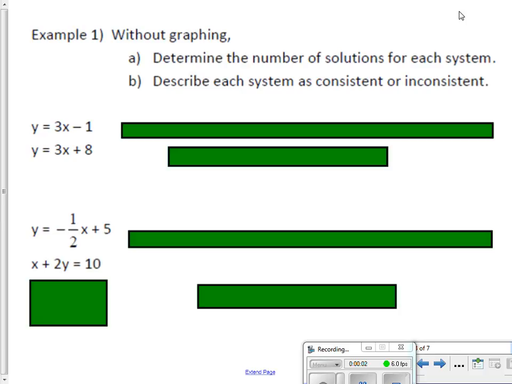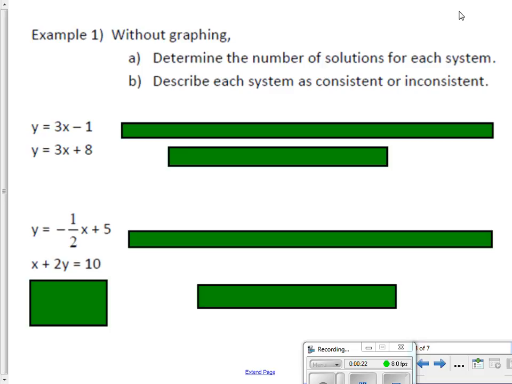For our second video, we're going to go over some of our examples. So we're going to look at how to solve these systems, so how to determine where they're exactly the same without even graphing. Okay, so in this case, we're going to determine the number of solutions for each system and describe the system as consistent or inconsistent.